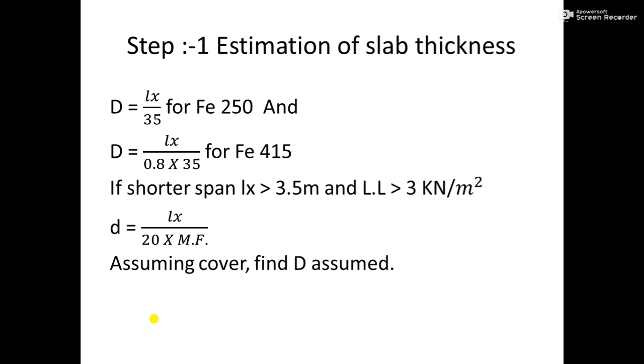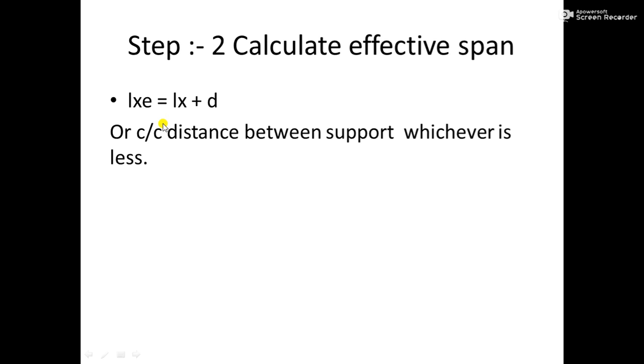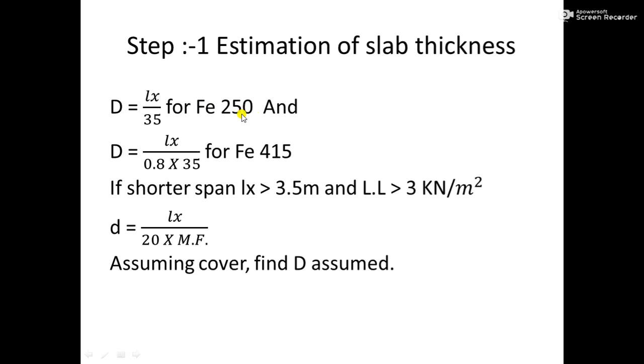Then as per design steps, we'll start with step number 1. In step number 1, we have to calculate the depth required. You can start just like one-way slab or cantilever slab, but you can use other formulas like these: the overall depth for two-way slab is calculated as D equal to Lx upon 35 for Fe250, and D equal to Lx upon 0.8 into 35 for Fe415.